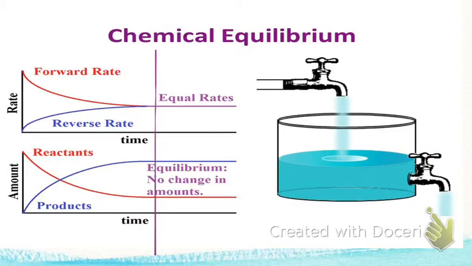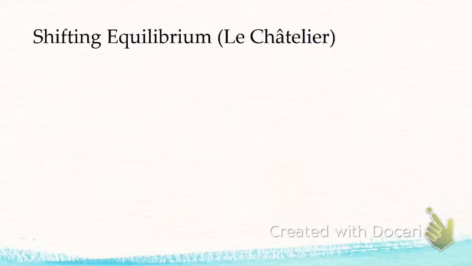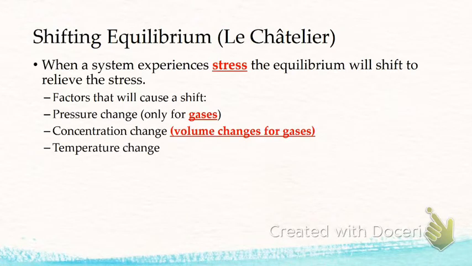Okay? But today what we're going to be talking about is systems that have reached equilibrium, and then we change a parameter in them, or we stress the system, and then the equilibrium will shift to relieve that stress. So it's called Le Châtelier's principle, and we're going to talk about shifting left, shifting right, or no shift, because sometimes it won't have an effect. So when a system experiences stress, the equilibrium will shift to relieve that stress.